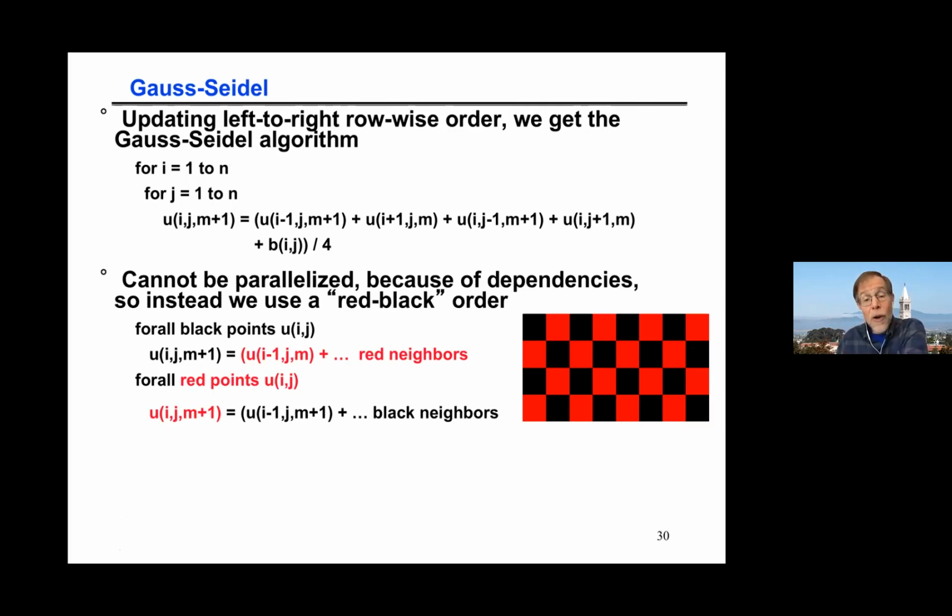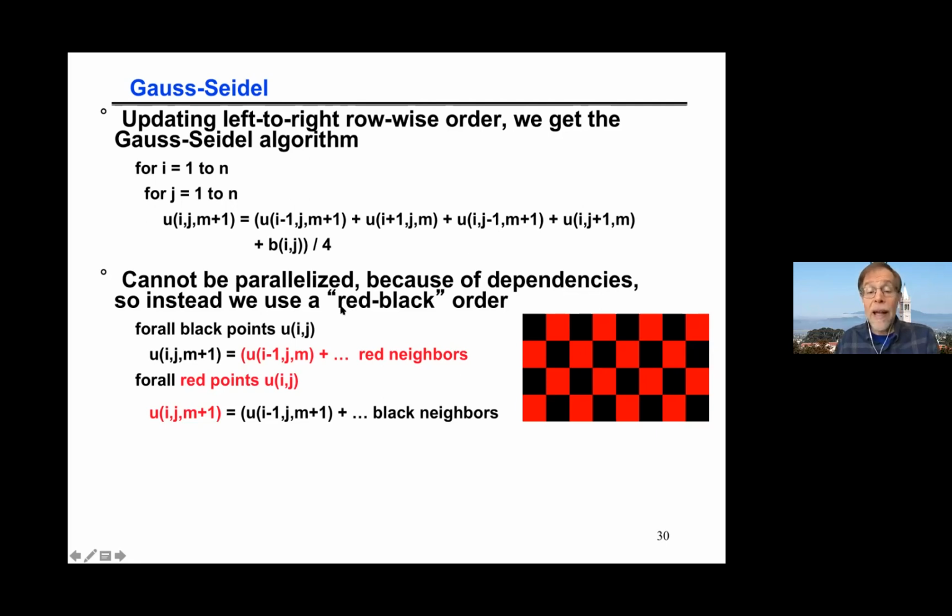Instead of going row-wise, I'm going to divide the nodes into 2 sets based on a chessboard, the black nodes and the red nodes. This is node 1, 3, 5, 7 in the first row, and so forth. I'm going to think of all the black nodes as one set and the red nodes as another. The reason this is a good idea is that all the black nodes only have red neighbors, and all the red nodes only have black neighbors.